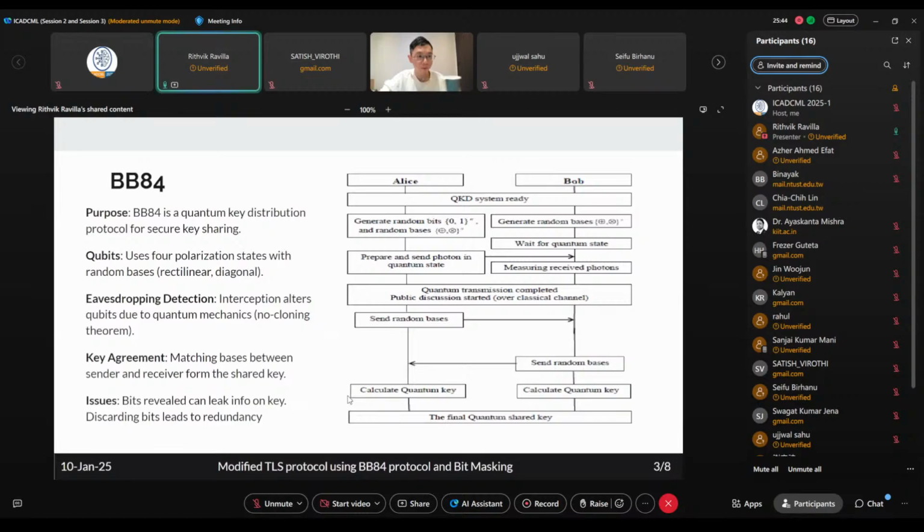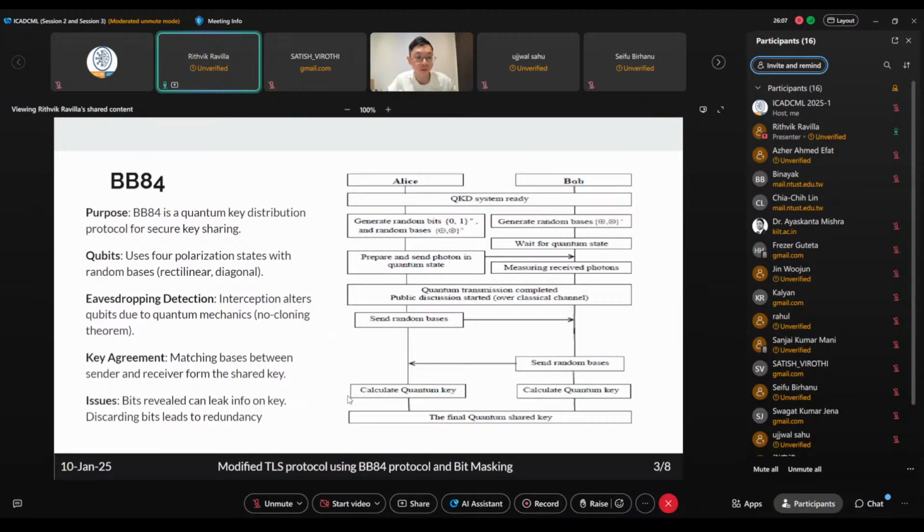So now we will move to BB84. BB84 is a quantum key distribution protocol, which helps ensure secure key sharing. In BB84, we have two users, Alice and Bob. Alice generates a random set of bits as well as a random set of bases. Bob also generates his bases. Alice then sends the photons and the state to Bob, who then receives it.